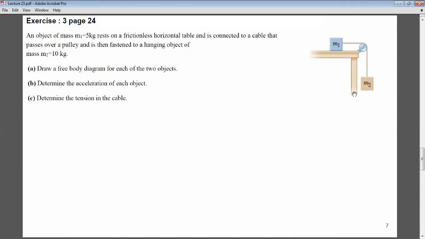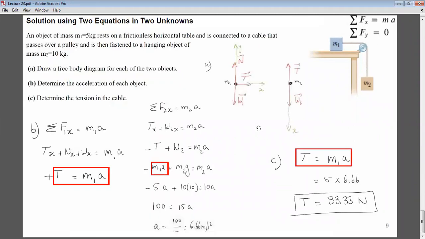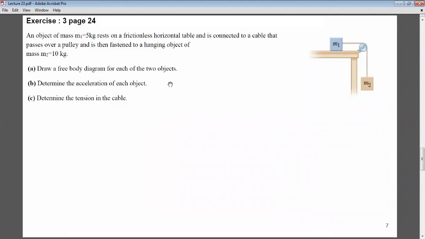Okay, so I will solve it with you using the system approach, but you can also find the solution using two equations in two unknowns. Let's do it together using the system approach. We will start by drawing a free body diagram.